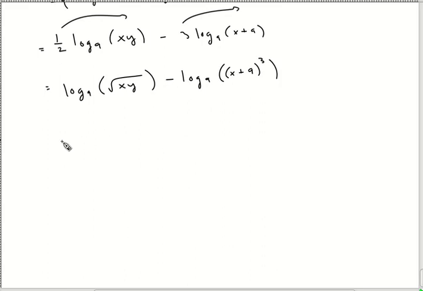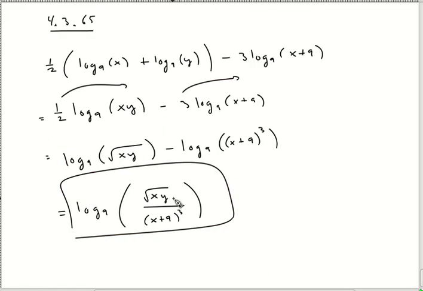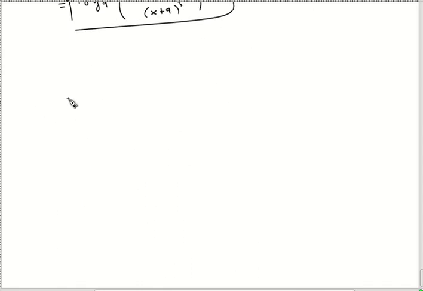There's a minus sign, which means division. And so I have now the square root of xy. And then I have this cube stuff in the bottom. Cool. Whew, that was a lot of steps. I actually don't have very many left. So that's kind of like the end of the condensing stuff. Which is nice. So we're going to jump to a new topic here.